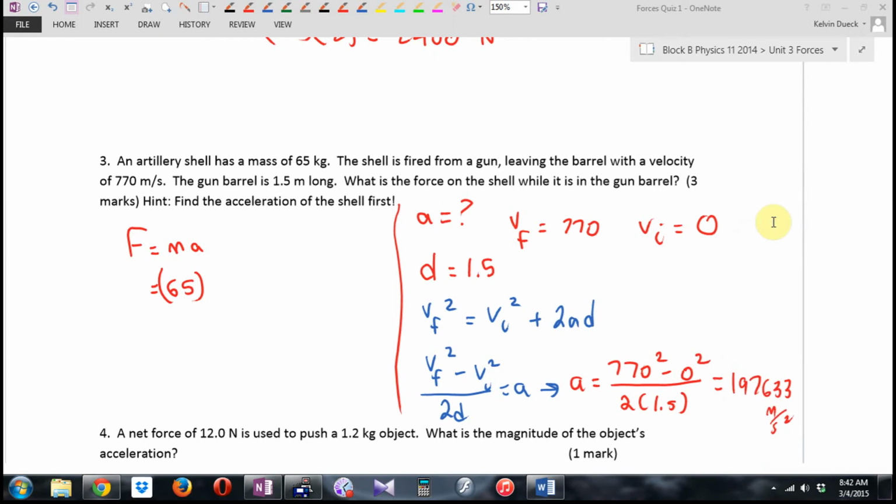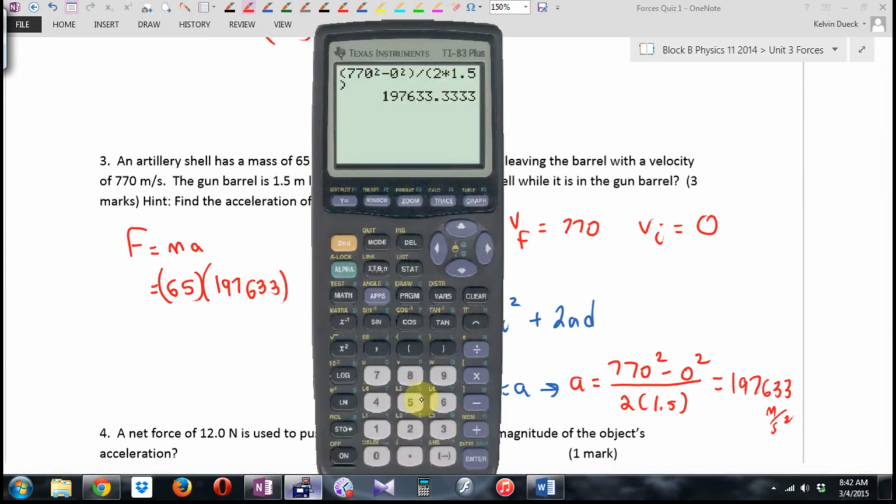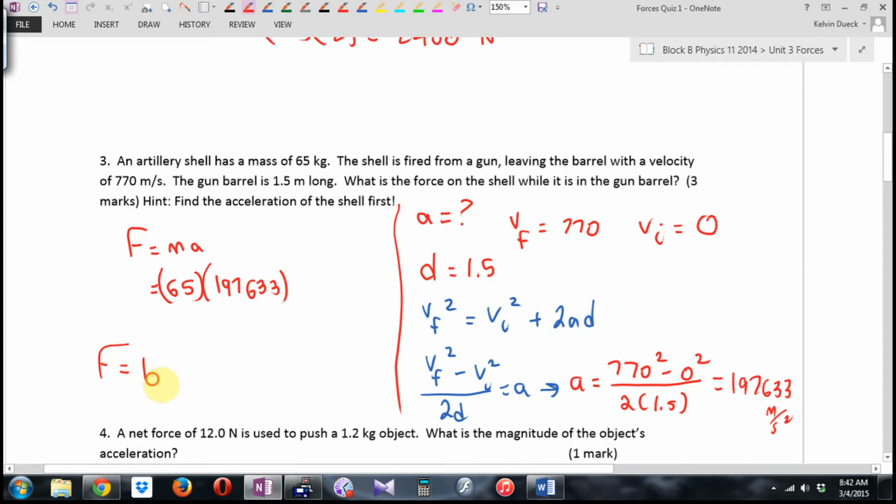I'll tell you how the part marks and everything go, but now I'm going to take that acceleration and plug it in right here. 197,633. Although, hey, I'm going to use my answer button. Is that right? Anybody else get that? Now, I'm going to write that in scientific notation: 1.28 times 10 to the 7 newtons. F equals 1.28 times 10 to the 7th newtons.